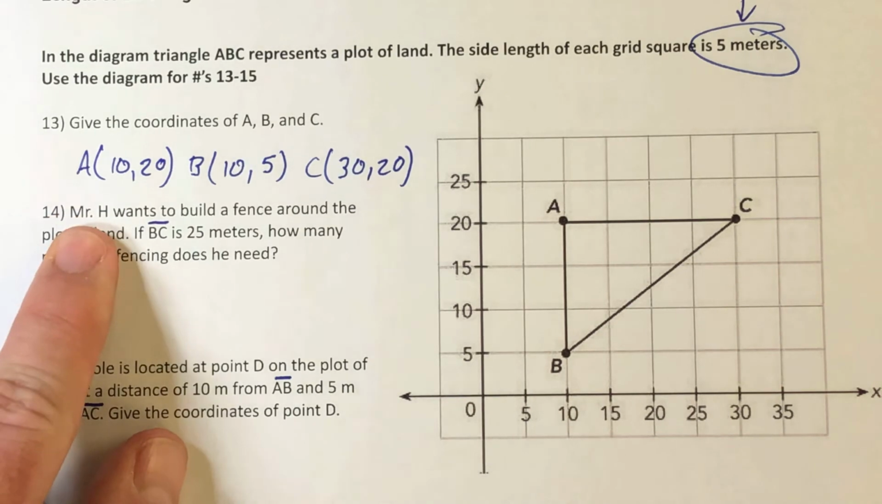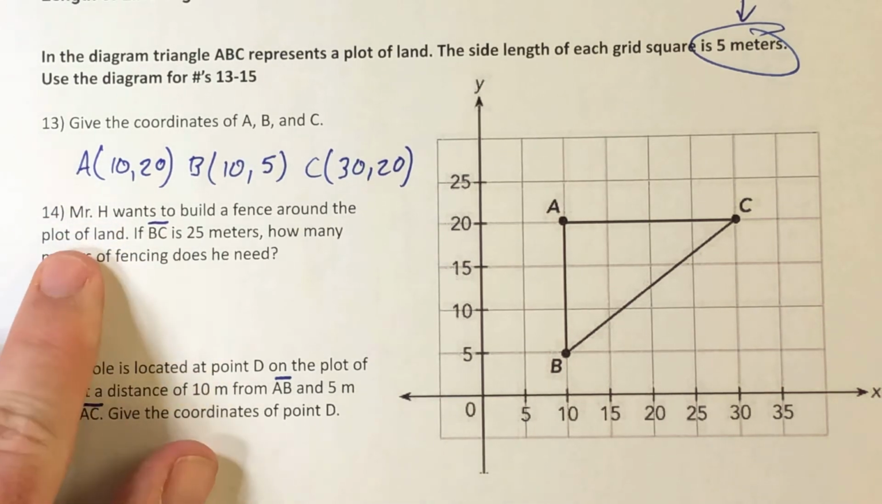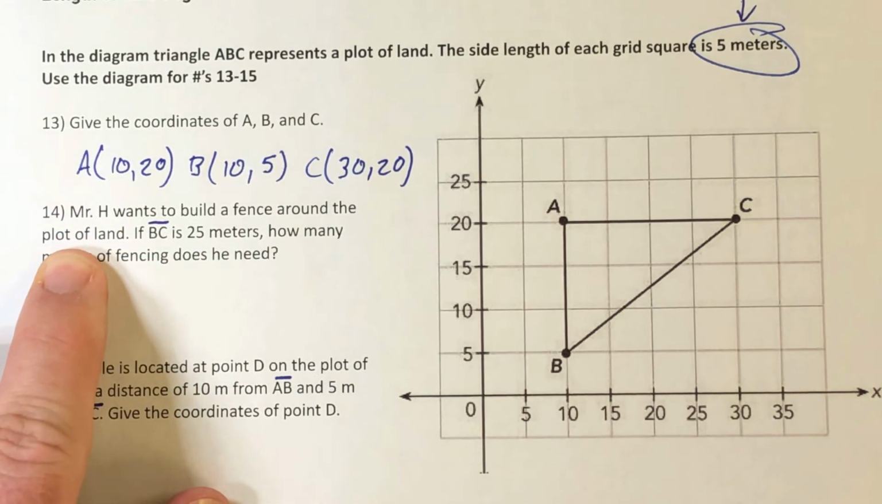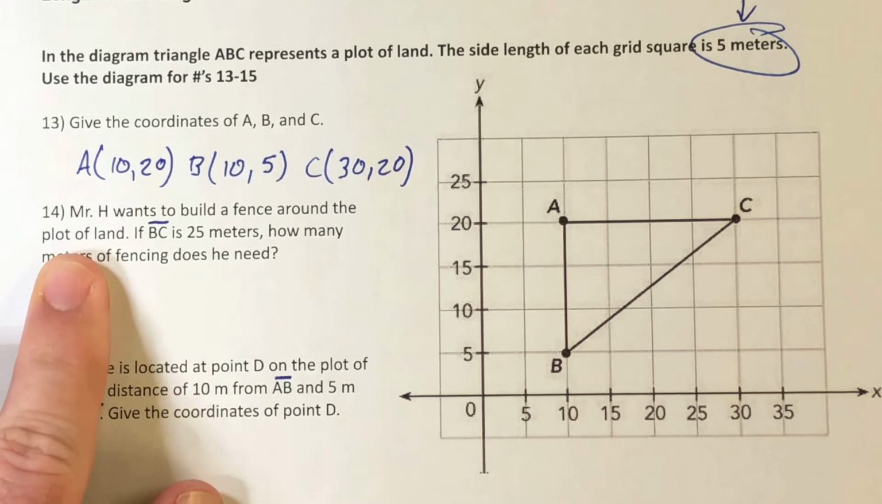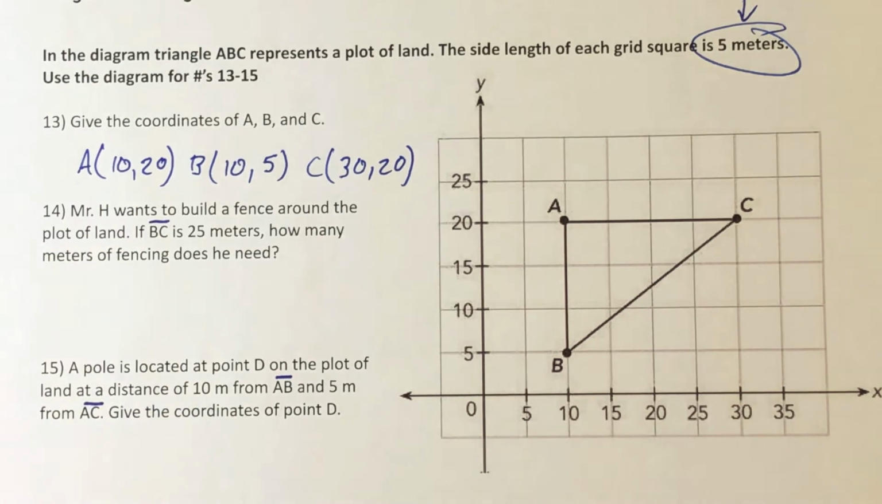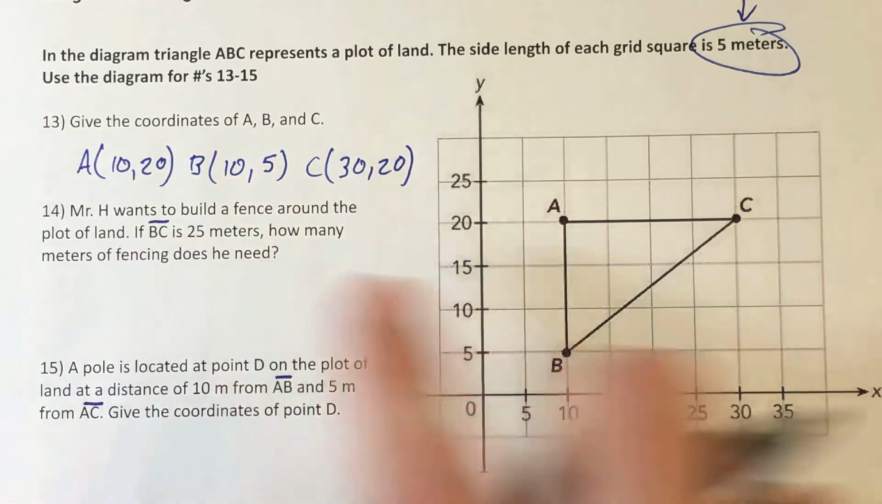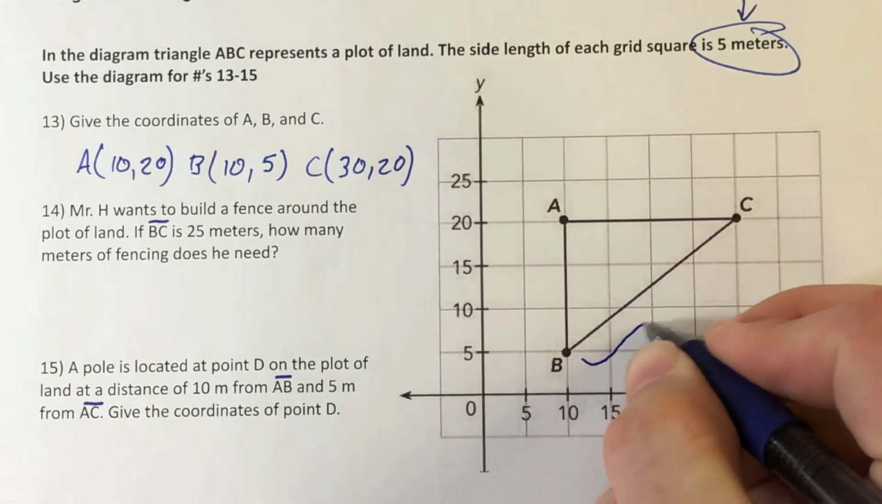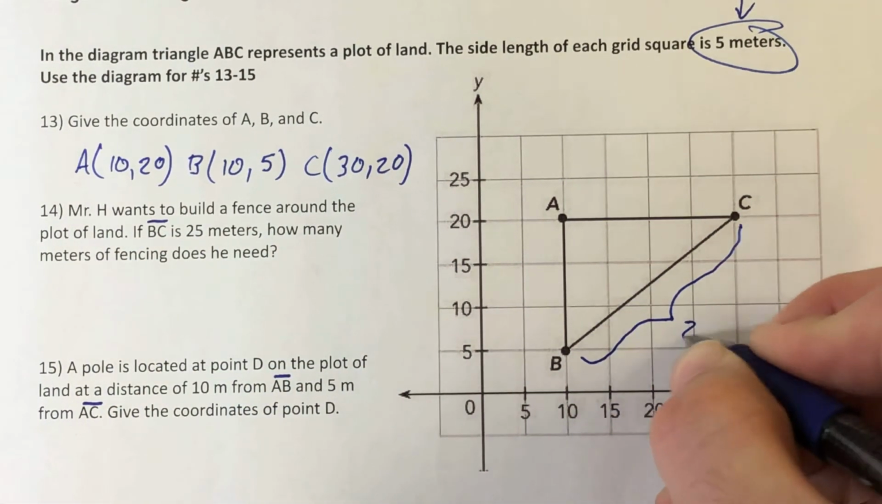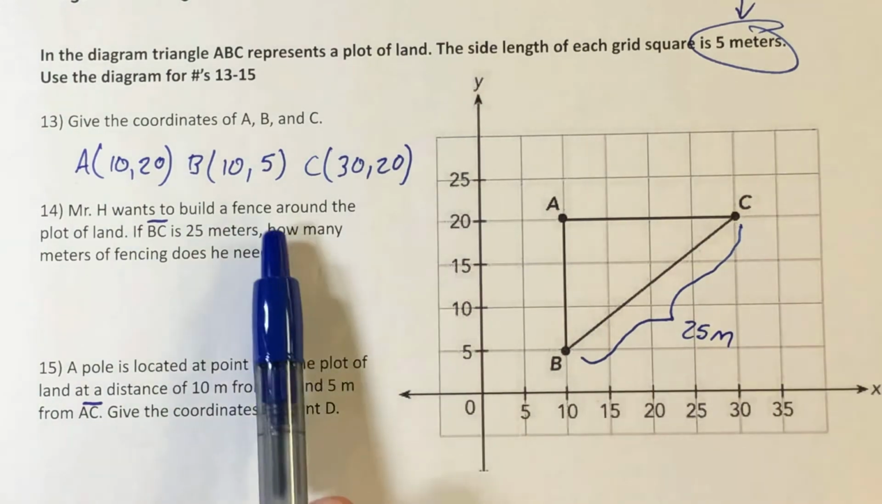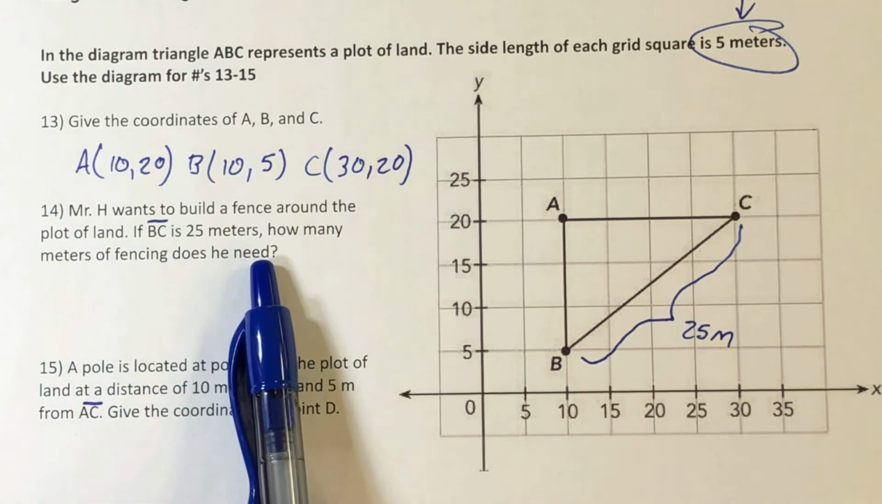All right, 14. Mr. H wants to build a fence around the plot of land. Why? Maybe he's trying to keep the unicorns out. Oh, wait, no, they don't exist, so I don't know what he's trying to keep out, but it's not them. If line BC is 25 meters, how many meters of fencing does he need?